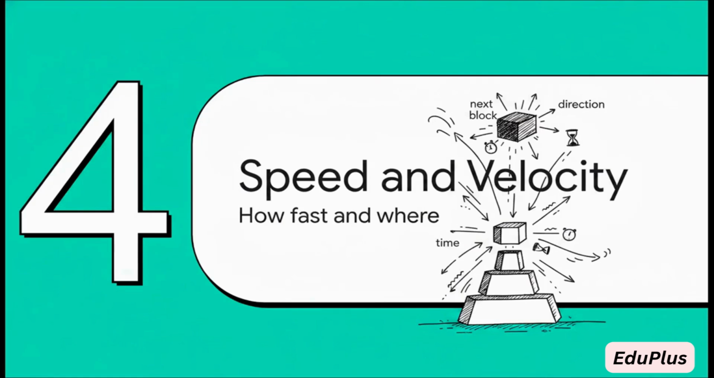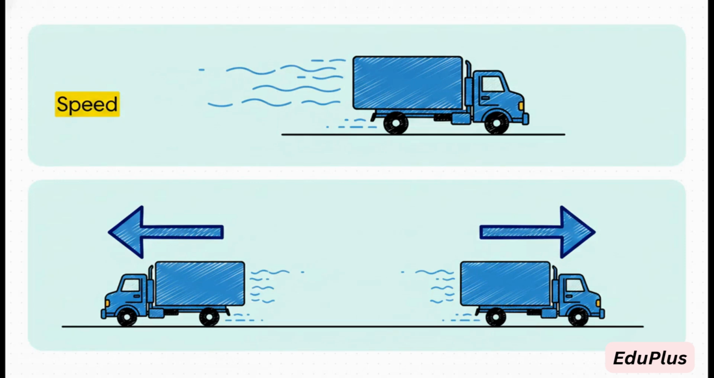Okay, let's build on that. Section 4, understanding speed and velocity. So speed just answers the question, how fast? Like a truck going 80 kilometers per hour. That's our scalar quantity. It's just a number.